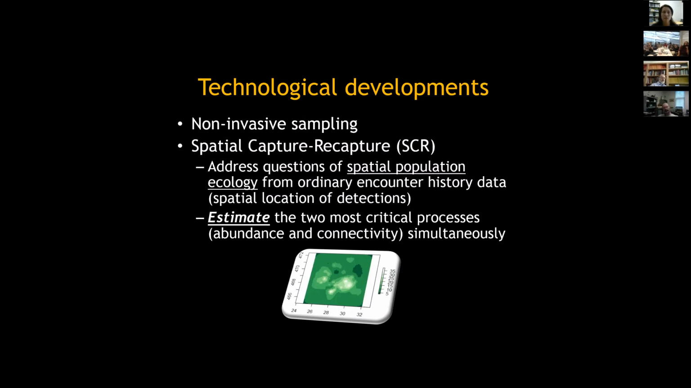Now there's two technological developments that move us in a new direction. One is non-invasive sampling, which I'll describe in the next slide. And the second is spatial capture-recapture. And so very generally here, spatial capture-recapture allows us to address questions of spatial population ecology from ordinary encounter history data. That is a spatial location of where we're detecting these individuals across the landscape. And this allows us to estimate the two most critical processes to maintain these spatially structured populations. That is abundance and connectivity. And we can do this simultaneously with this model, which I'll describe in more detail.